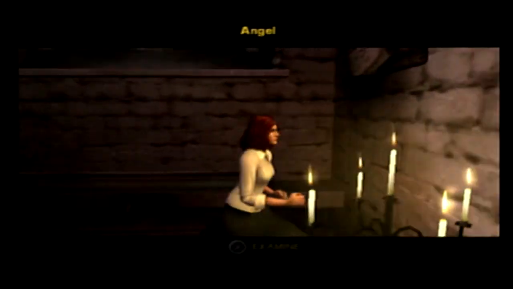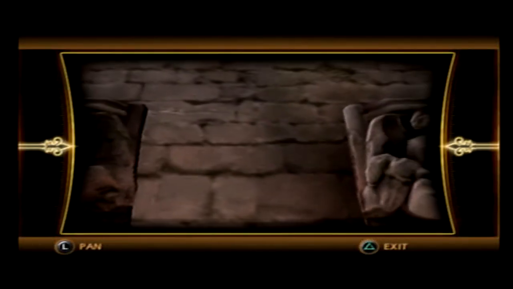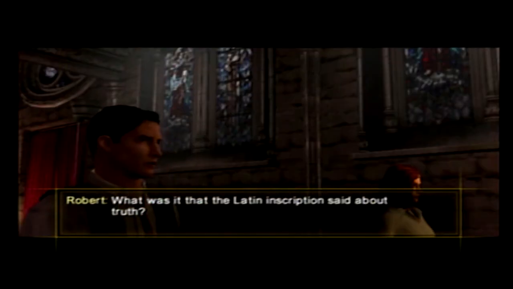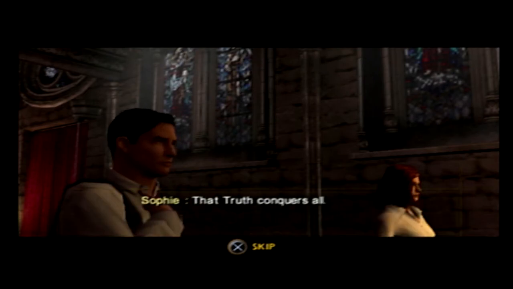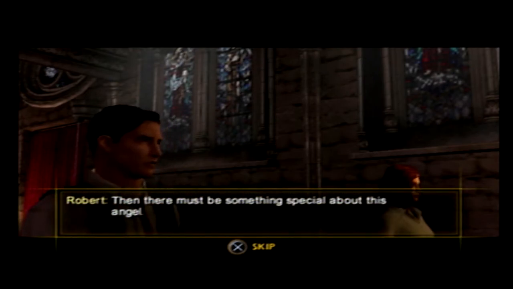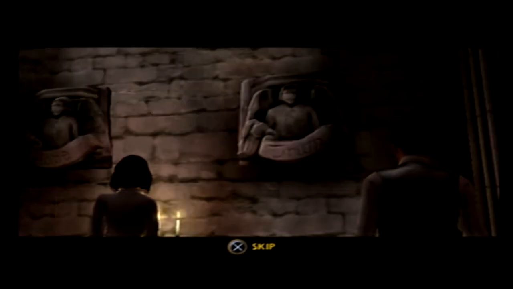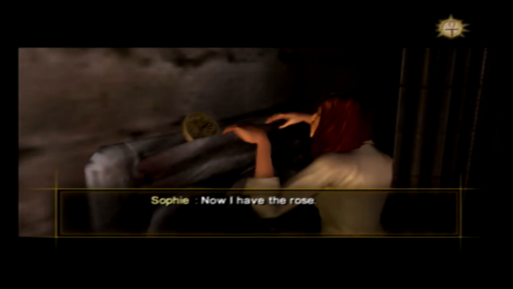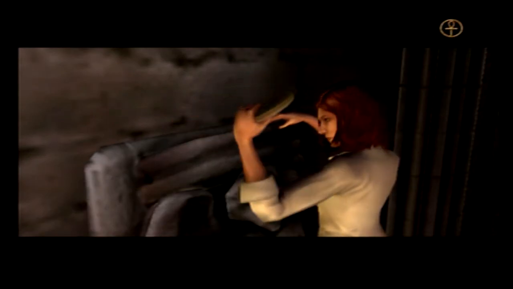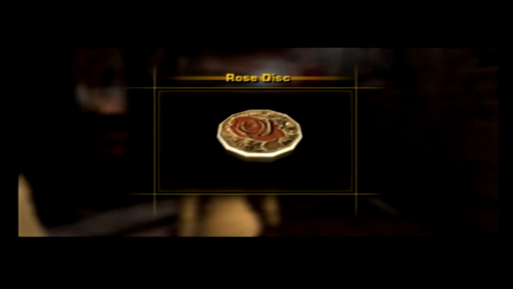Ooh, angel. Truth. Truth conquers all. Then there must be something special about this angel. Lift me up. Let's see what we can find. Alright. Now I have the rose. A rose disc.